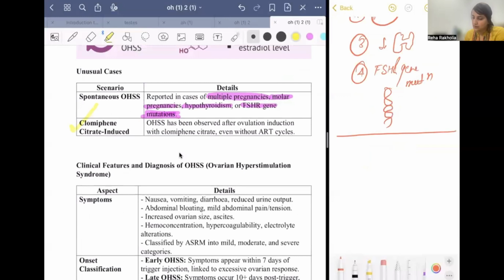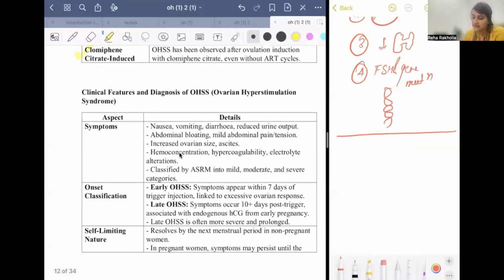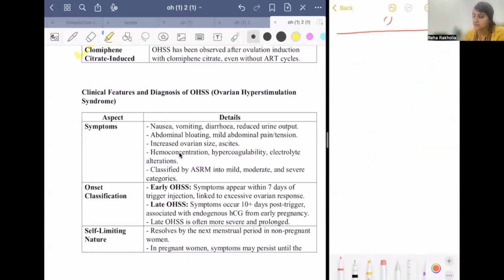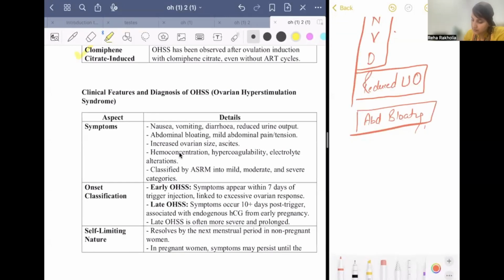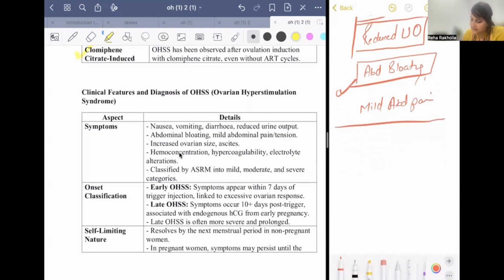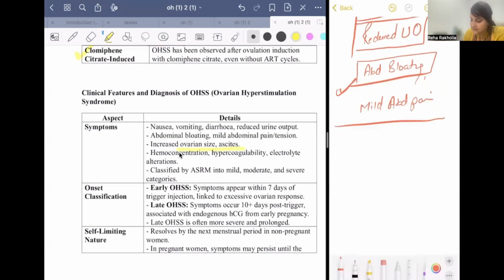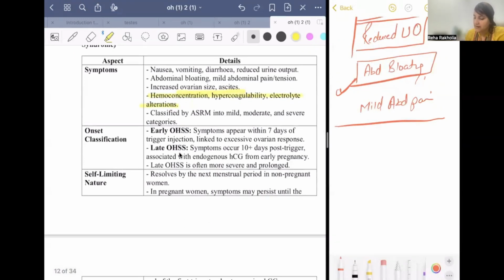Okay. Now we'll talk about clinical features of OHSS, which include symptoms such as nausea, vomiting, diarrhea, reduced urine output, abdominal bloating, mild abdominal pain, tension, increased ovarian size and ascites, hemoconcentration, hypercoagulability, electrolyte alteration, classified by ASRM into mild, moderate, and severe categories.